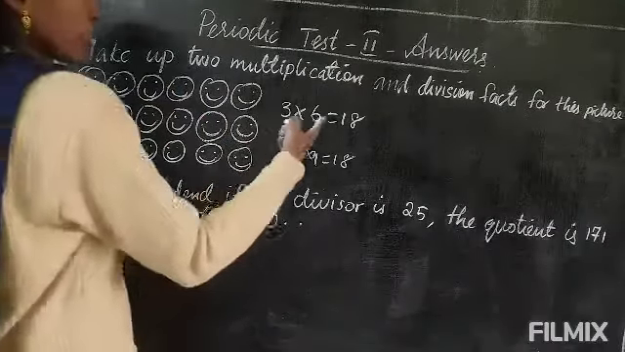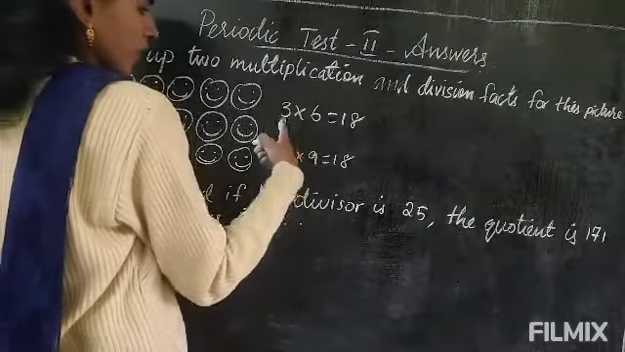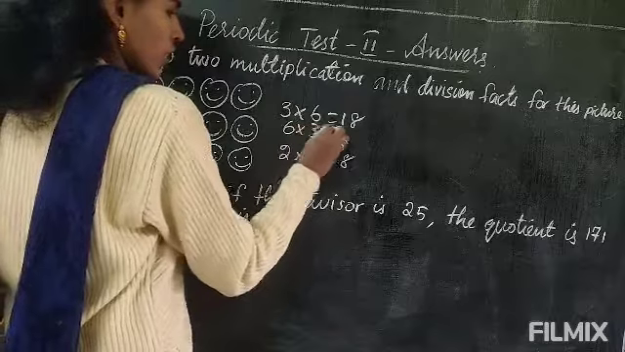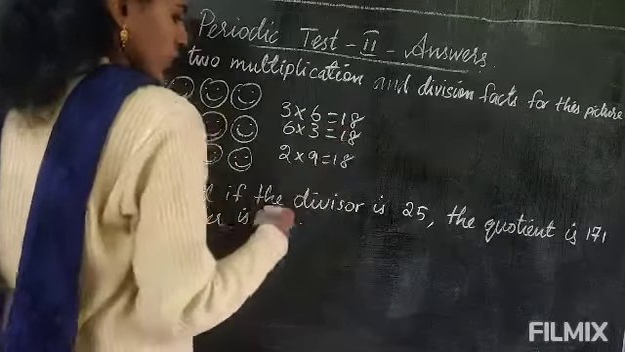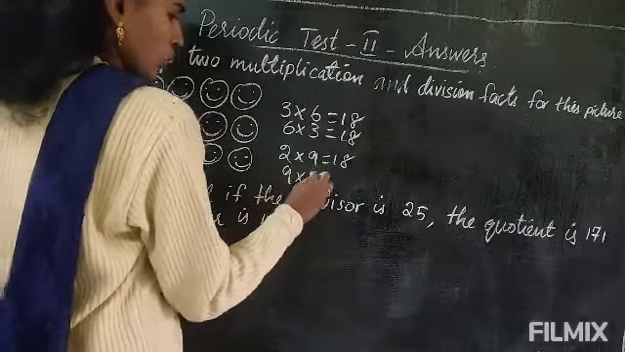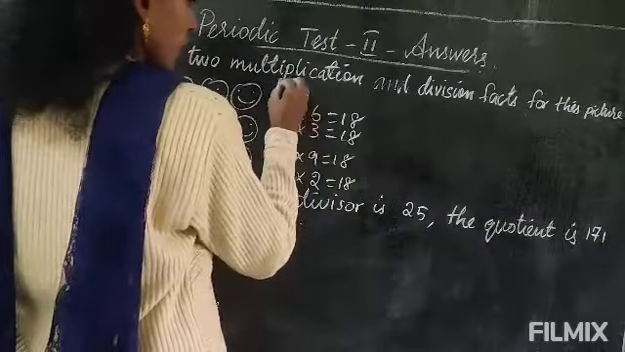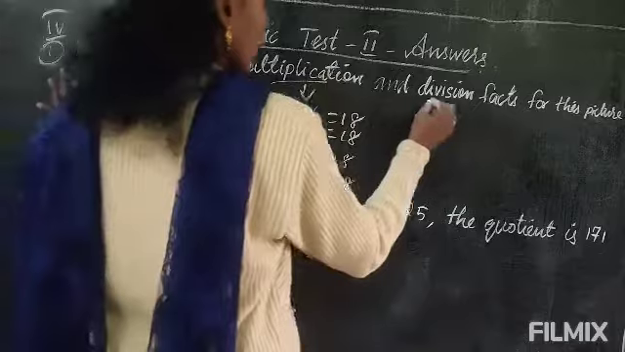Suppose you have to write 2 multiplication facts. So one is this one, now in this one change the order. So 6 into 3, 6 3s are 18. Again here also 9 into 2, 18. Okay, this is the way we can write. This is the multiplication fact. Okay, now the division fact.